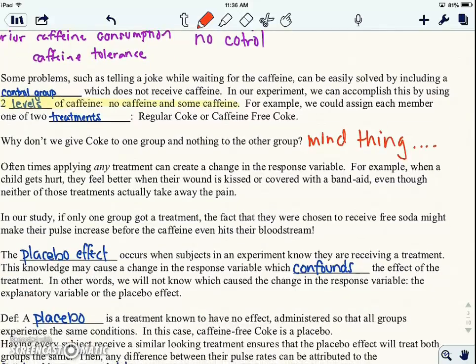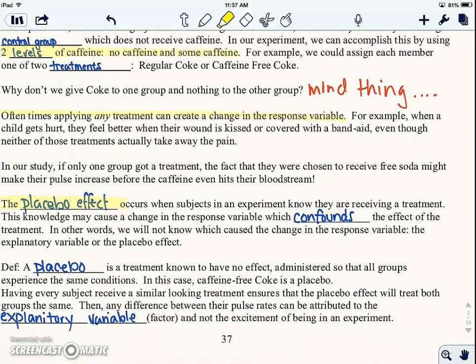So here's the deal. Often, applying any treatment can create a change in the response variable. For example, when a child gets hurt, they feel better when their wound is kissed or covered with a Band-Aid, even though neither of those treatments actually takes away the pain. In our study, if only one group got a treatment, the fact that they were chosen to receive free soda might make their pulse increase before the caffeine even hits their bloodstream. That is known as the placebo effect.